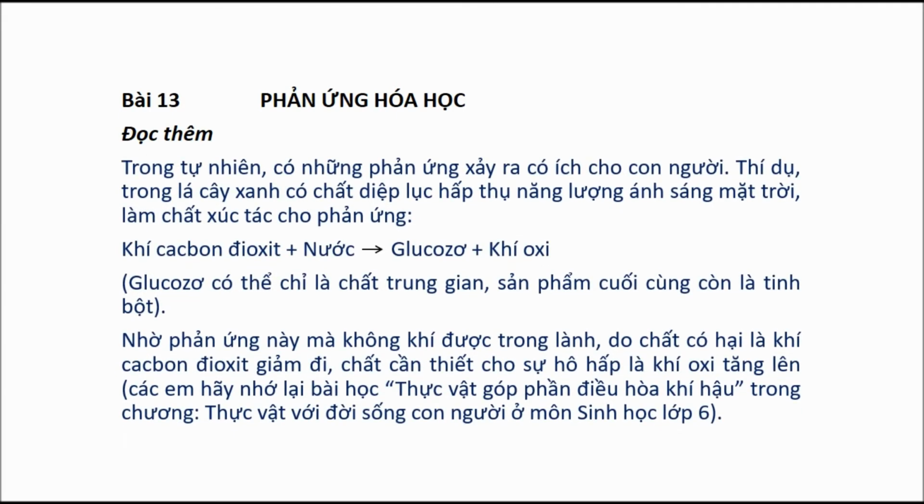In nature, there are reactions that are useful for humans. For example, in green leaves, there is chlorophyll that absorbs sunlight energy and is the catalyst of the reaction. Carbon dioxide reacts with water to form glucose and oxygen. Glucose is just the intermediate compound and the final product is starch.